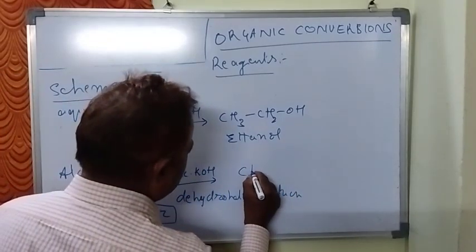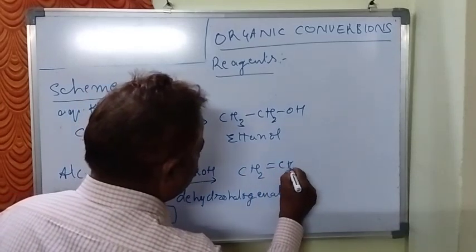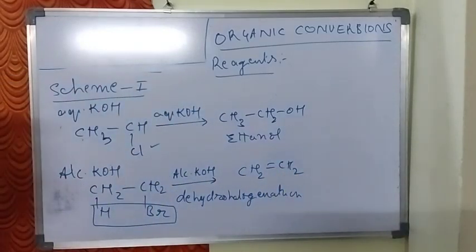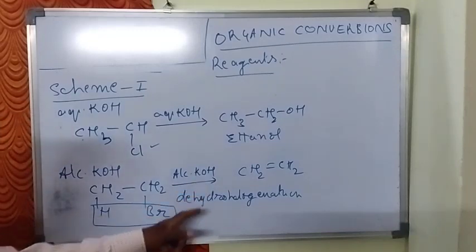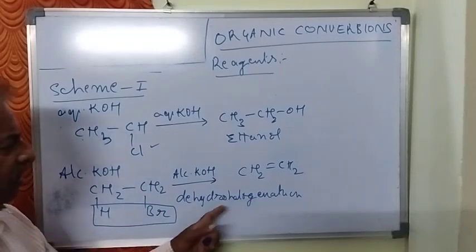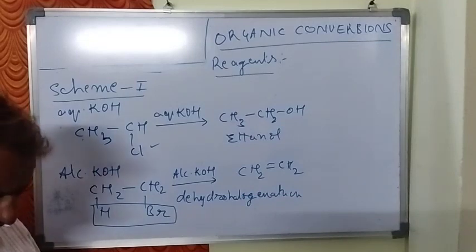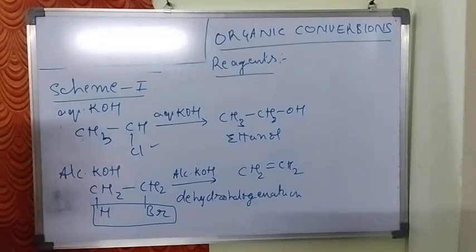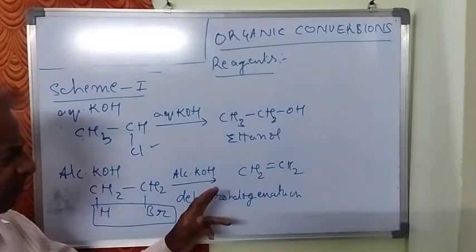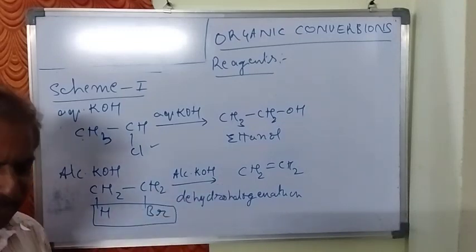When it is removed, this bond becomes a double bond, CH2=CH2. So we get an alkene. So when alkyl halides are subjected to alcoholic KOH, dehydrohalogenation takes place, and of course we get an alkene. So in the presence of aqueous KOH, we get alcohol. In the presence of alcoholic KOH, alkyl halides become unsaturated alkenes.